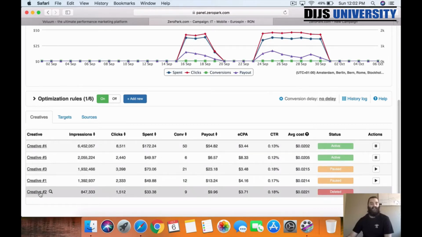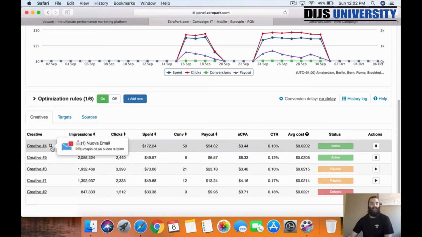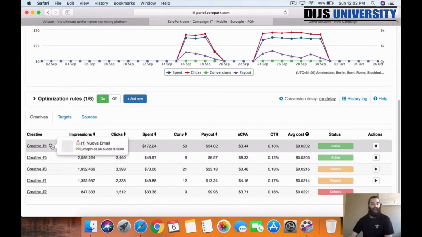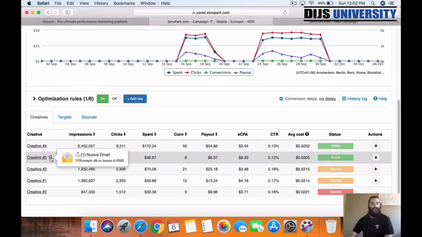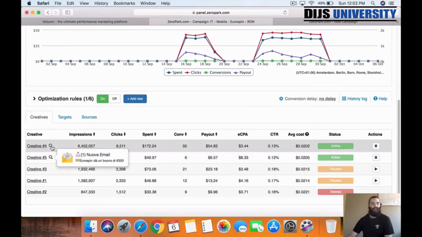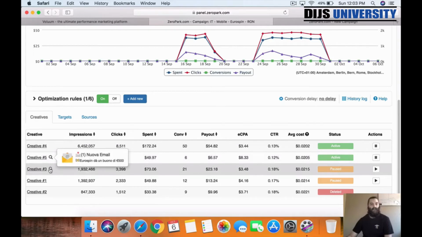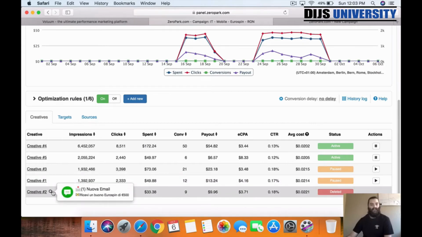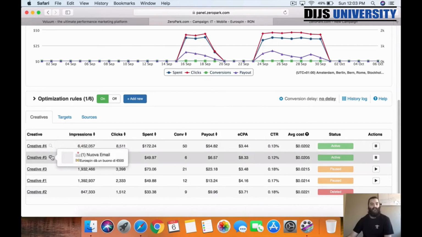Let's take a look at the differences of the creatives. It looks like it's in Italian, something like a new email, Eurospin, probably get a $500 gift card. These are pretty similar. It's got the same copy, just different icons. This one looks like the same copy, just another icon. Same thing here. Really all the copy is the same. They just switched out all the different icons to see which ones would do better.